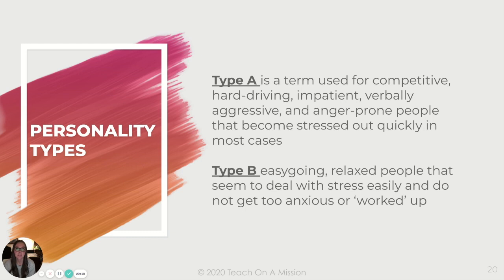Type B, these individuals are more easygoing, relaxed, people that seem to deal with stress easily and don't get too anxious or worked up. A lot of times these people might be like, it's all good, it's okay. They might be the friend that you need if you're really, really stressed out and you need someone to kind of calm you down. Think in your head, am I more type A or am I more type B?